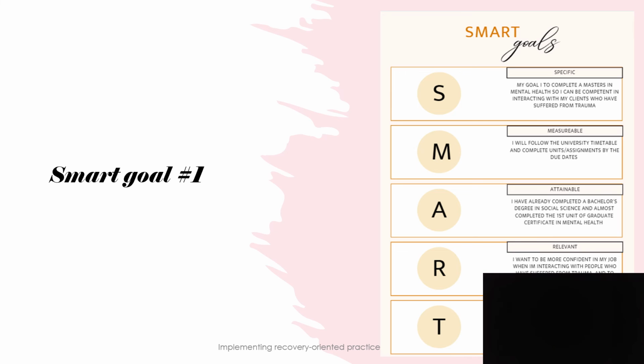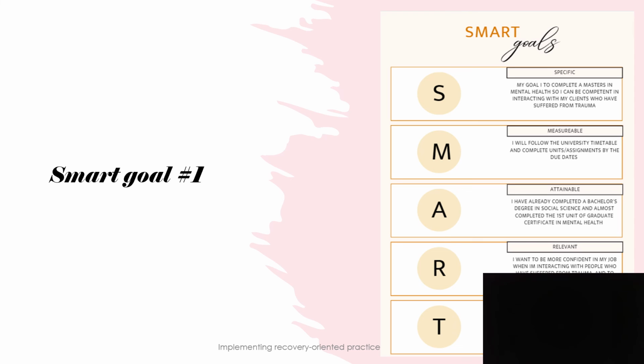To continue to provide clients with the best possible care, practitioners often identify SMART goals to improve their own professional practice. For my own professional practice, I have identified 2 SMART goals that I'm working towards achieving. SMART goal number 1 would be to complete a Master of Mental Health in order to be competent in implementing the trauma-informed framework whilst interacting with my clients who have experienced trauma. This will be measured by following the university timetable and completing the units and assignments by the due dates.